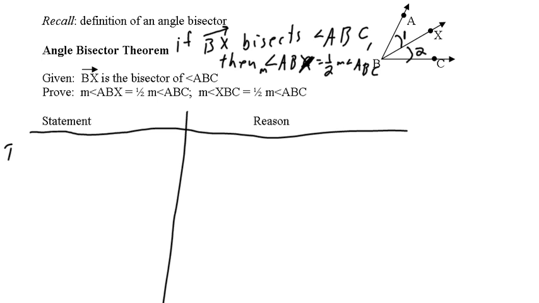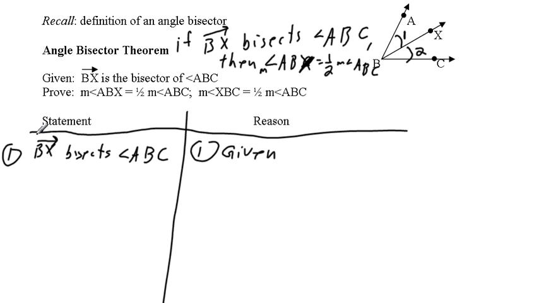So step 1, let's take a look at what we're given. BX is the bisector of ABC. I'm just going to go ahead and write that down. I'm going to say ray BX bisects angle ABC. Why am I allowed to say that in here? Well, it was given. Anytime it's given, you can just write that it was given to me. Easy peasy.